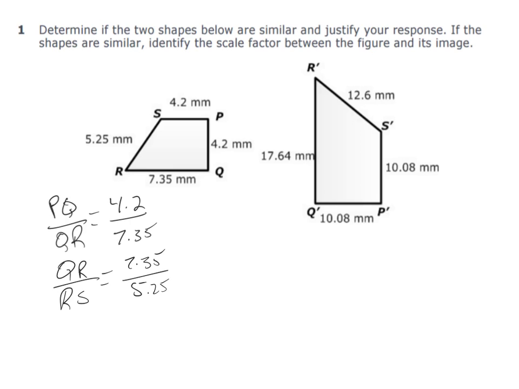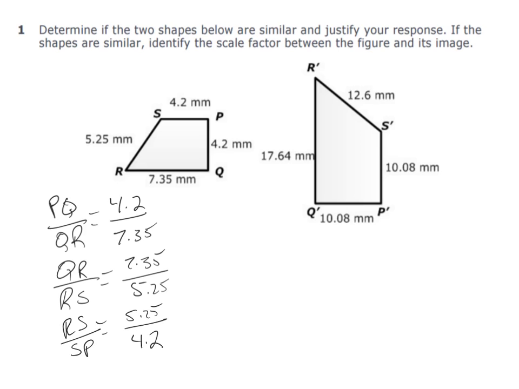Okay, next I want to look at RS and SP. Well, RS we know is 5.25 and SP is 4.2. Yep, 4.2.